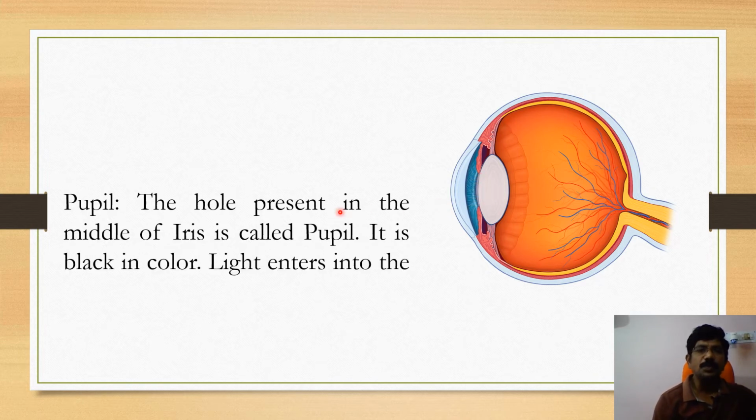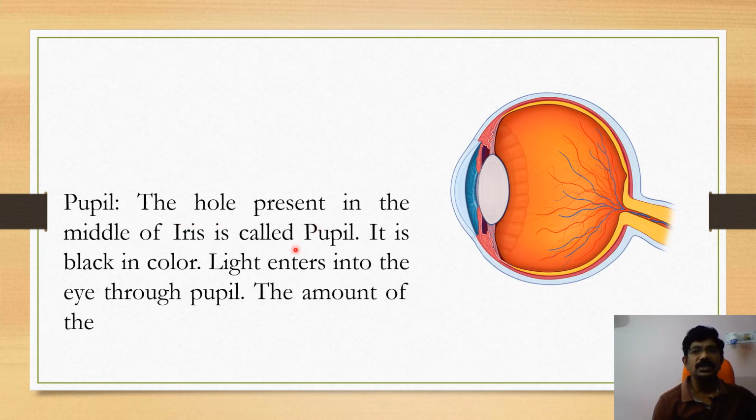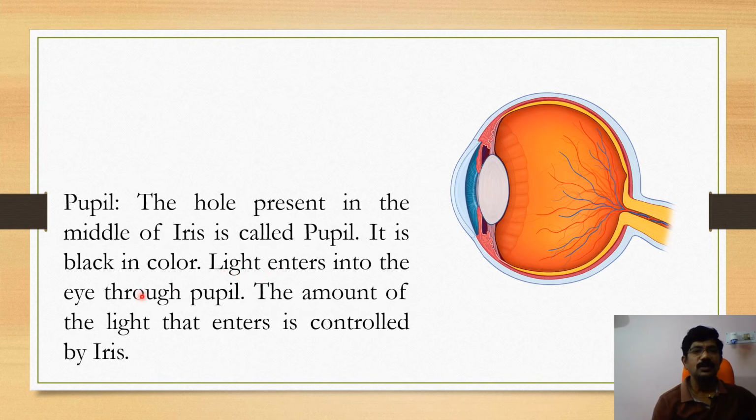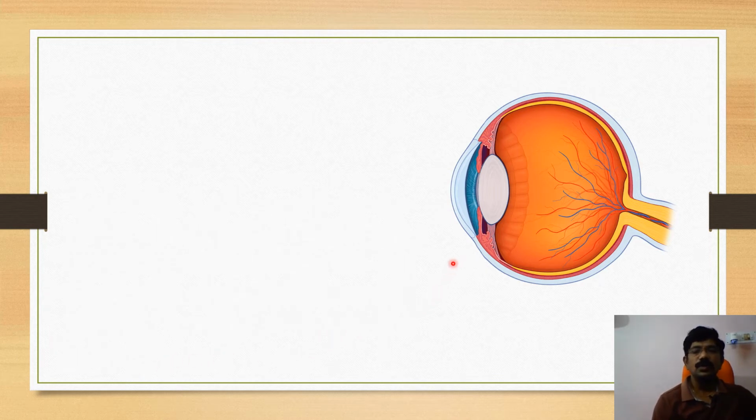There is a small hole in the middle of the iris. This small hole is known as pupil. It is black in color. Light enters into the eye through the pupil. The amount of light that enters the eye is controlled by iris. Are you clear about that one? So what is pupil? A small hole in the middle of the iris.